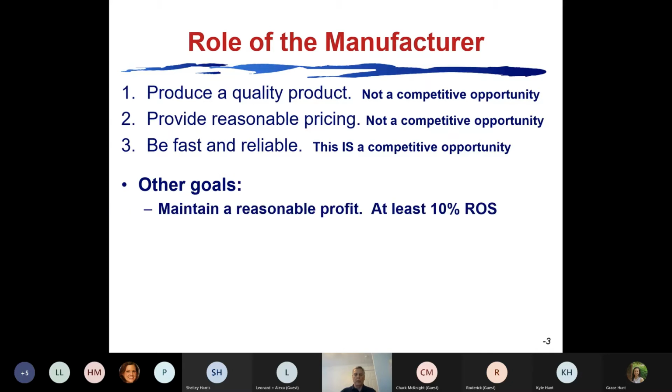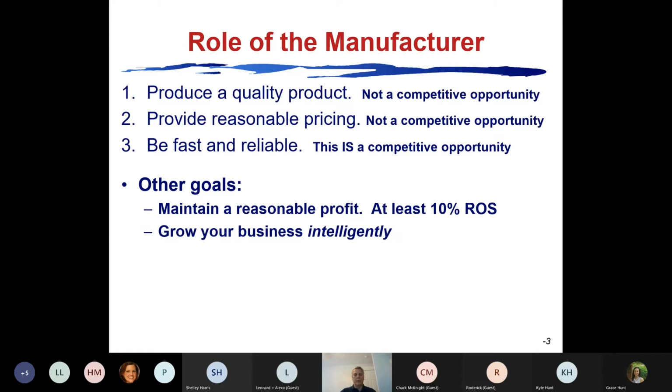You have other goals. You want to make a profit. We think a privately owned company ought to make at least 10% return on sales. 10% of your sales ought to be profit, at least. We have clients that are way better than that. And part of our goal in our work is to help people achieve a reasonable, in fact, a very attractive profit. You want to be able to grow your business intelligently.